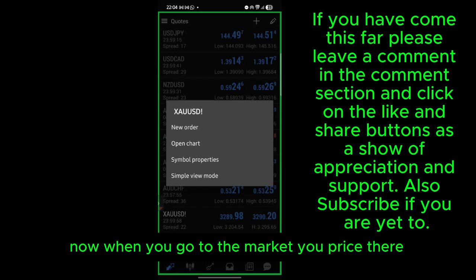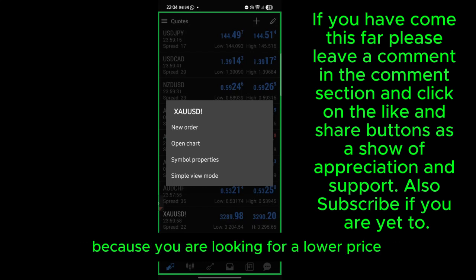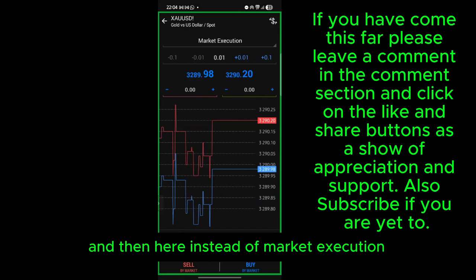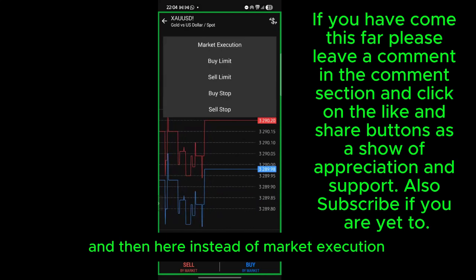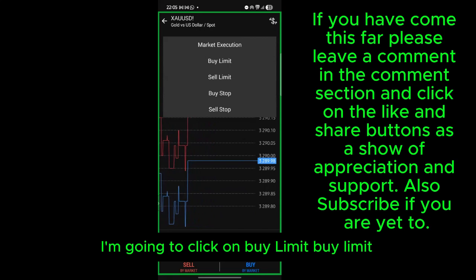That's what you do when you go to the market: you price there, you price there, because you are looking for a lower price. That is when you use the pending order. So I'm going to click on new order. And then here, instead of market execution, I'm going to click on buy limit.